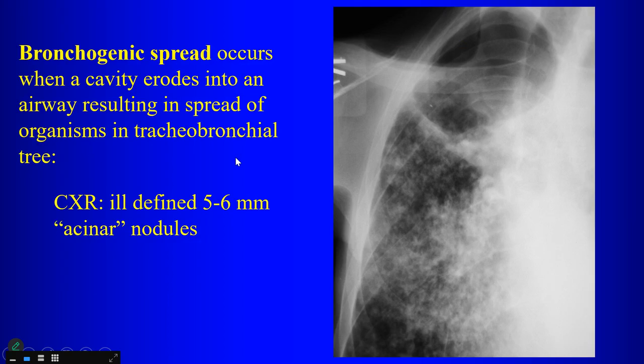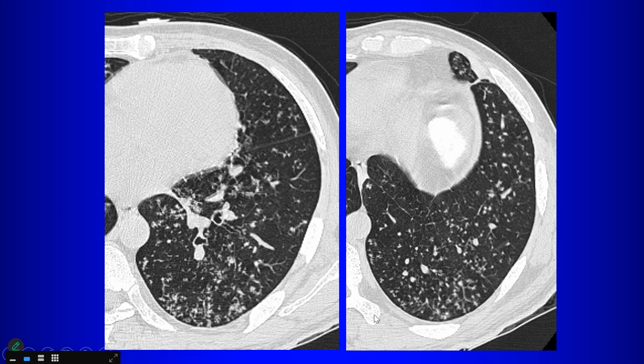So this is bronchogenic dissemination of tuberculosis, and it's very easy when you have cavitary lesions to get access to the airway then. So we have these ill-defined 5 to 6 millimeter so-called acinar nodules. And then the manifestation of that on CT is tree and bud, right? So these tree and bud opacities represent bronchogenic dissemination of infection.